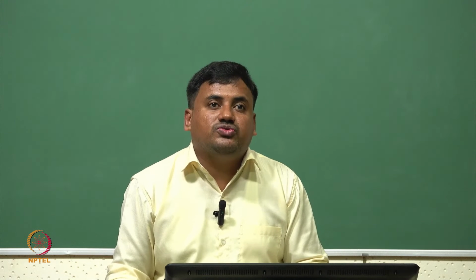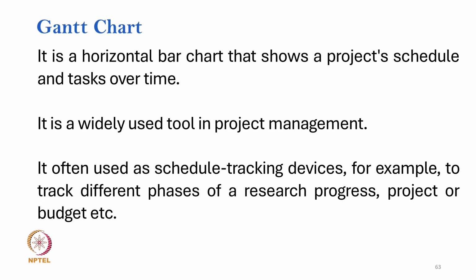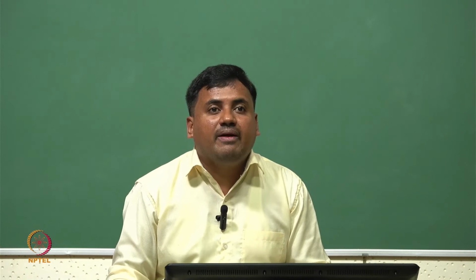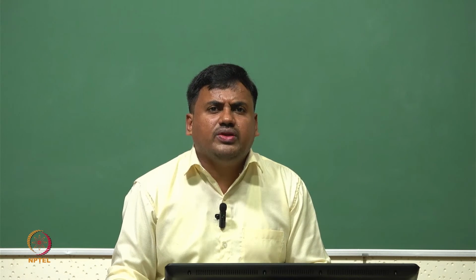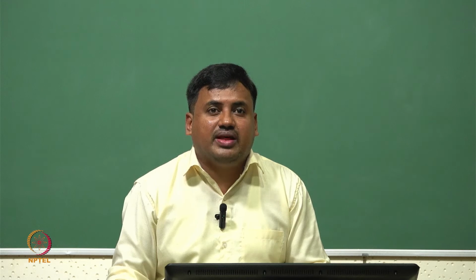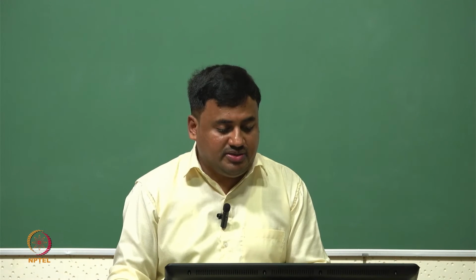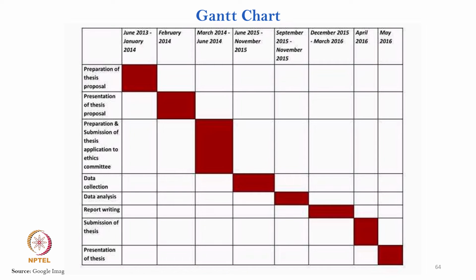Another important chart that we as researchers commonly use is the Gantt chart. The Gantt chart is a horizontal bar chart that shows a project schedule of tasks over time, and we as researchers can also use this Gantt chart to schedule the research process. It is a widely used tool in project management, and Gantt charts are often used for schedule tracking, for example, tracking the different phases of research progress, and also projects and budgets.